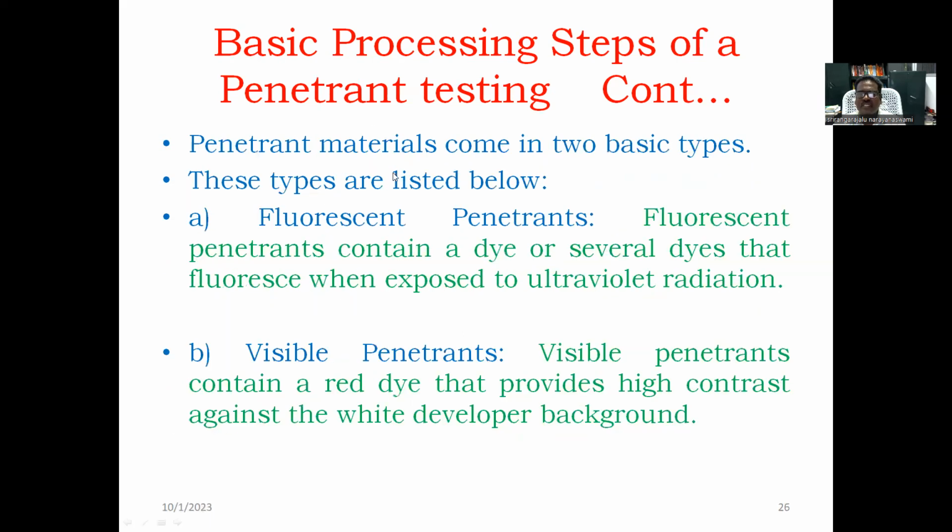The penetrant materials come in two basic types. These types are listed below. Fluorescent penetrants contain a dye or several dyes that fluoresce when exposed to ultraviolet radiation. Visible penetrants contain a red dye that provides high contrast against the white developer background.